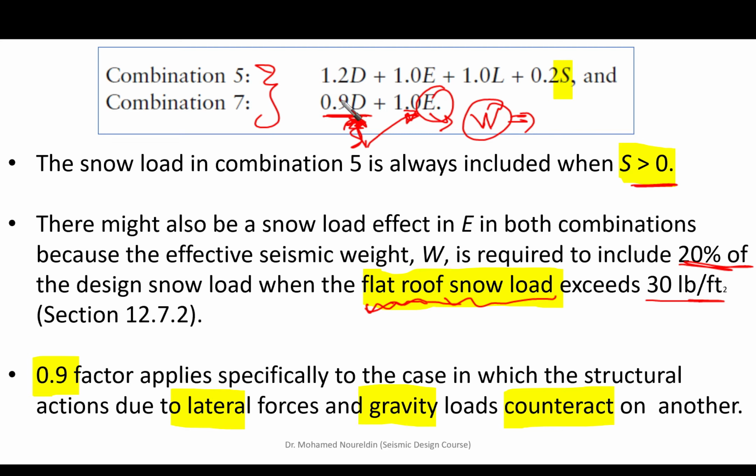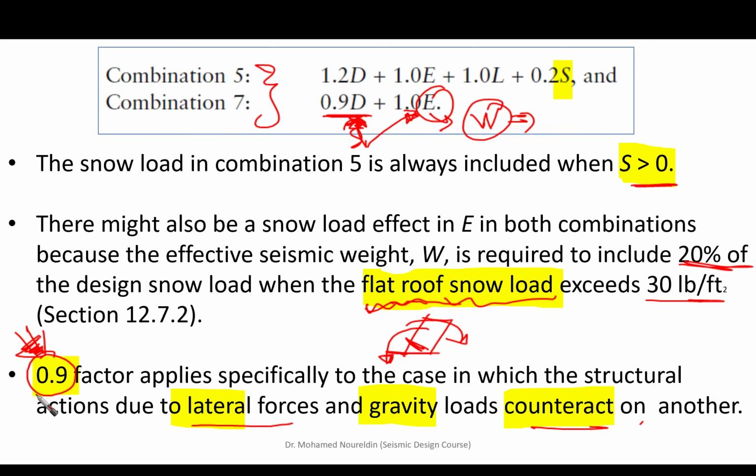Okay, and as I said, the 0.9 factor applies specifically to the case in which the structural actions due to lateral forces and gravity loads counteract one another. That's right. Whenever you have a building under earthquake that moves in this direction, and there is something like overturning, for example, gravity loads or dead load try to counteract this. Whenever there's counteracting action, then 0.9 is going to be used. Dead load, or the stabilizing force from the gravity, should be reduced by 10%.